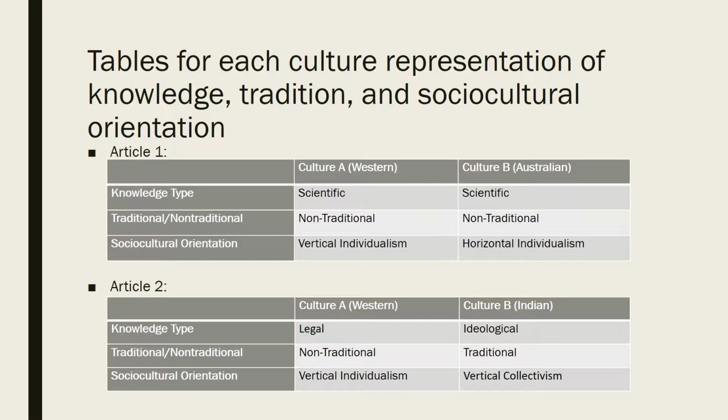For article number 2, Culture A was Western, and their knowledge type was legal. They were non-traditional, and their sociocultural orientation was vertical individualism. For Culture B, which was Indian, their knowledge type was ideological. They were traditional, and their sociocultural orientation was vertical collectivism.